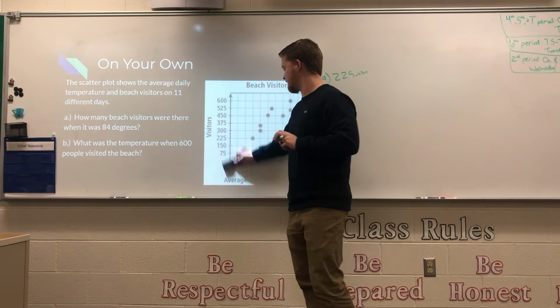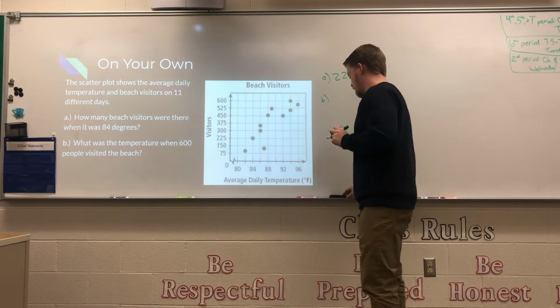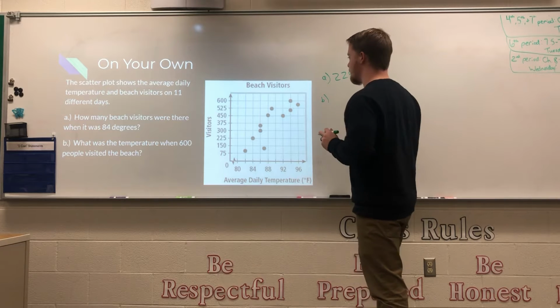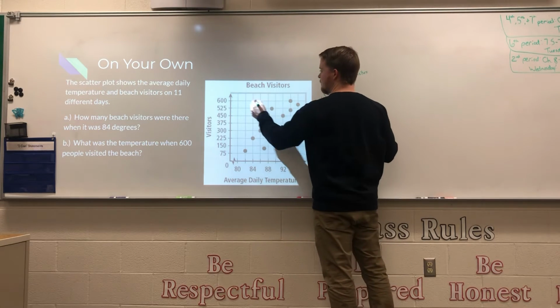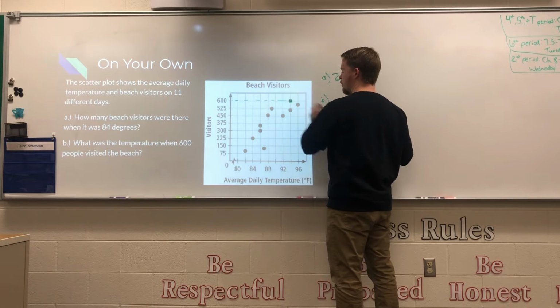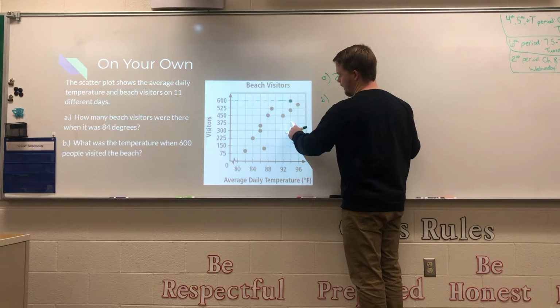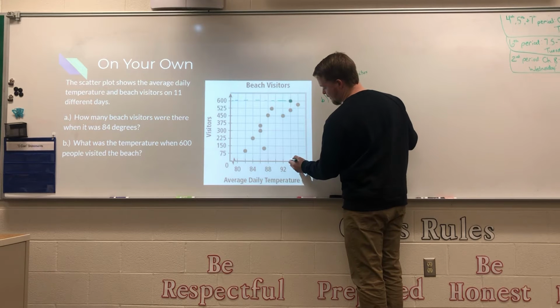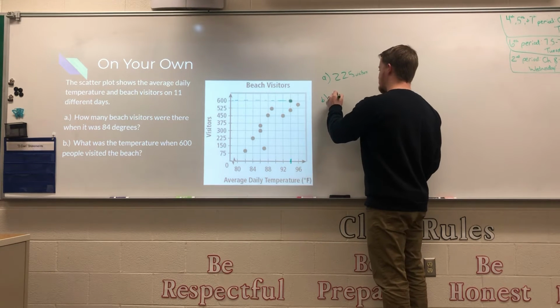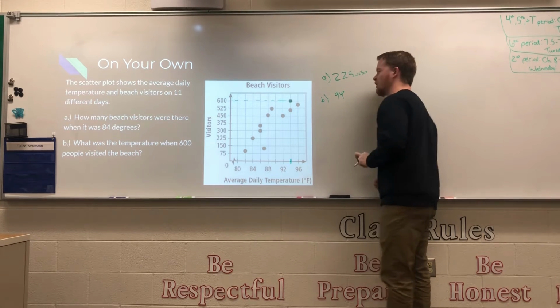Okay, next it says, what was the temperature when 600 people visited the beach? So I go up to 600 people and go all the way over till I meet my point. And then at that point I go down, and that reaches this line, which is in between 92 and 96. So that means that is 94 degrees.